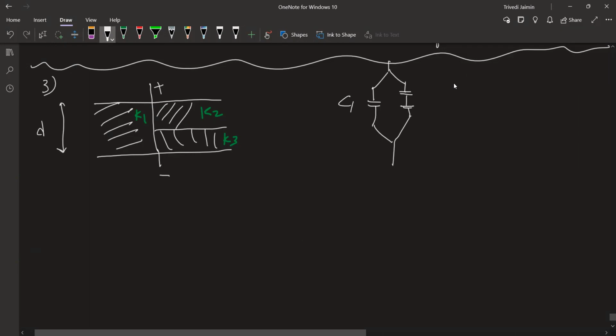Let's name them C1, C2, C3. C1 value. Yes, Divya, try. What will be C1? See, it is divided into area, right? Half area. Sir, is it K1 A by 2 epsilon naught D? K1 A by 2 only, epsilon naught A, D. And what about C2?